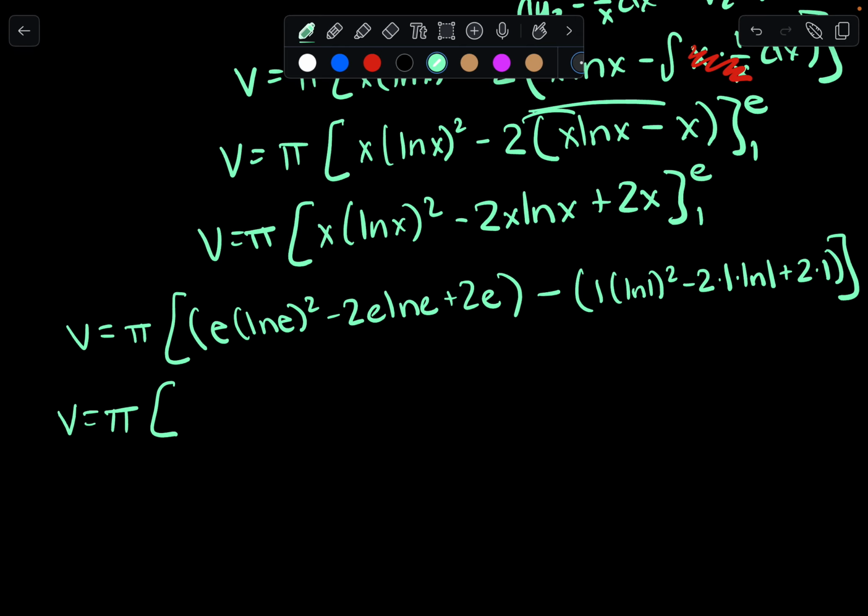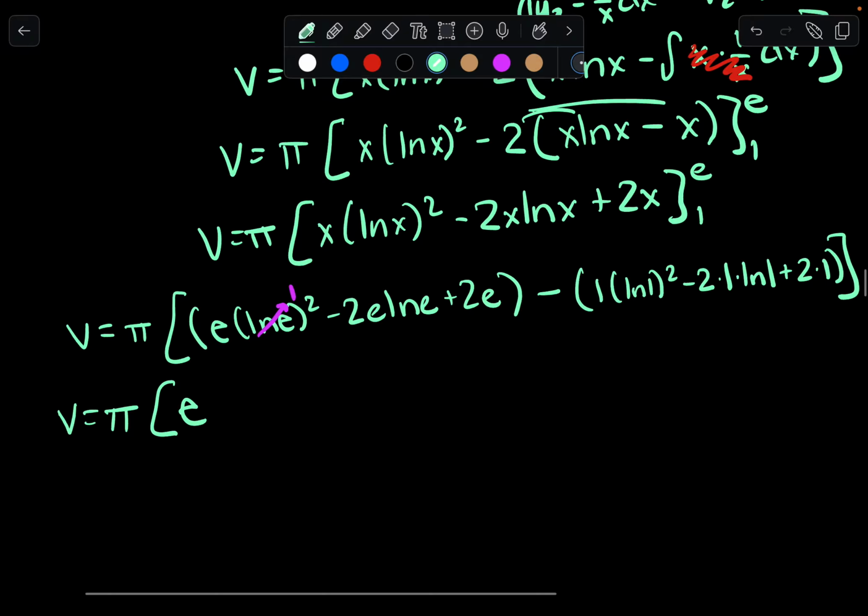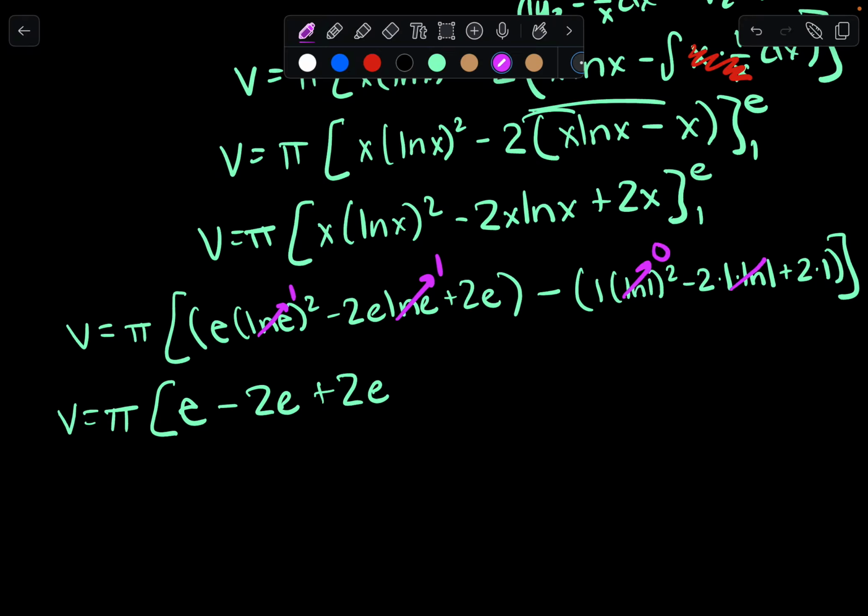Natural log of e, that is going to be 1. So we have 1 squared times e, which is just e. And then again, we see another natural log of e, that is just 1. So we have minus 2e, and then plus 2e. And then natural log of 1, that's going to be 0. We have another natural log of 1, that's 0. And then we have plus 2. So we have minus 0, plus 0, and then this negative sign will negate that, so we have minus 2.